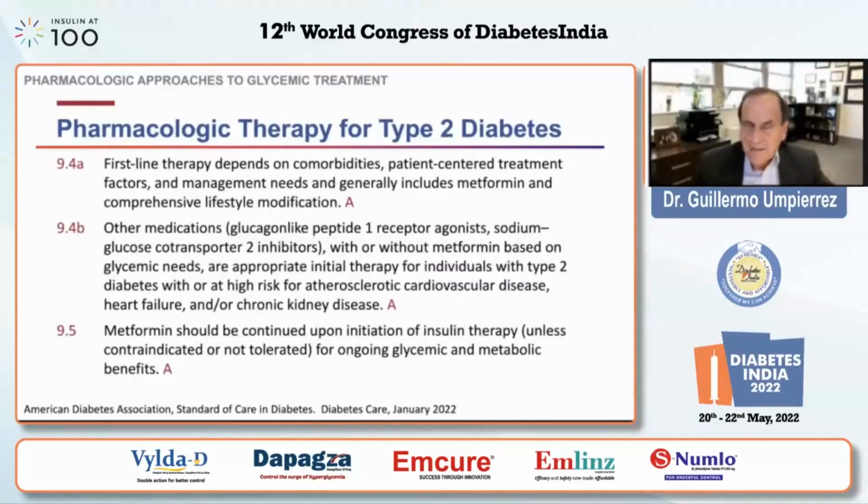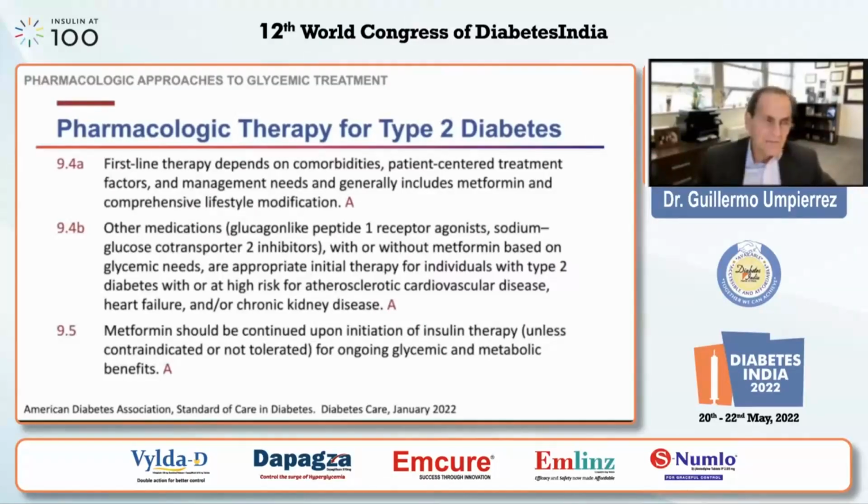The ADA, for the first time ever, is now telling us that if you have a patient with cardiovascular disease or established diabetic kidney disease, you are not obligated to start on metformin. We know that metformin is a great agent, but it has not been proven as a cardiovascular or renal prevention therapy. Long-term, yes, but short-term, no.